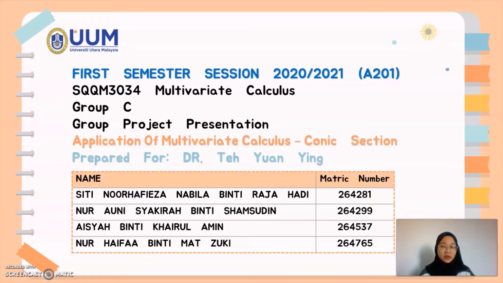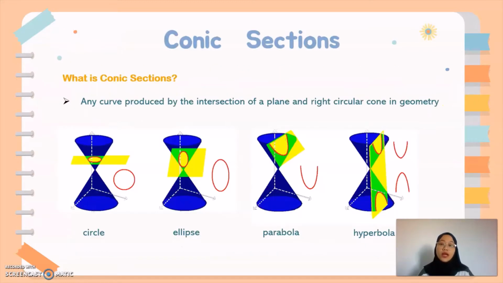My name is Aisha binti Karol Amin, 264537, and I'll be the first presenter for my group. Our group chose conic section as our topic. What is conic section? A conic section is any curve produced by the intersection of a plane and a right circular cone in geometry. This intersection will produce four types of shape: circle, ellipse, parabola, and hyperbola.